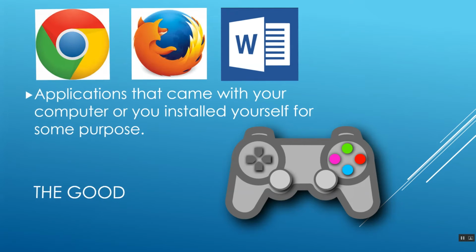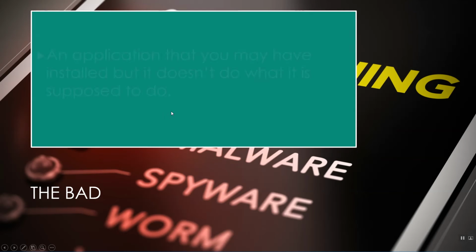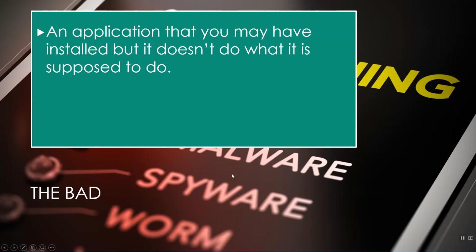Now, of course, if there are good applications, there's also got to be bad. For example, a couple that are listed here. A bad application would be an application that you may have installed, but it doesn't do exactly what it's supposed to do. It says, "Hey, I'm going to do this," but when you install it, it does more than you thought. A good example of that is if you happen to have a phone with a flashlight app.